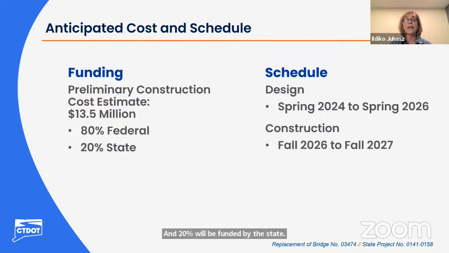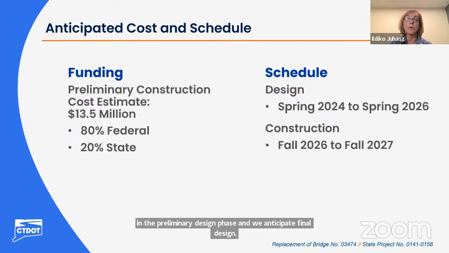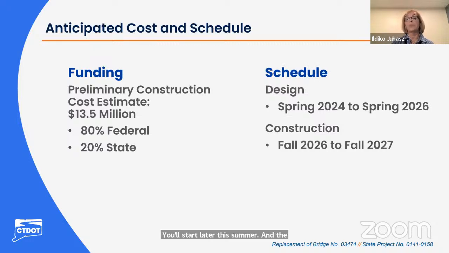To talk a little bit about schedule, as Yusuf mentioned, we are in the preliminary design phase, and we anticipate final design will start later this summer. The design will be completed in the spring of 2026. After this, the design document will be sent out for bidding, and after awarding the contract to the successful bidder, construction will start in the fall of 2026, and we anticipate it to be finished by 2027.